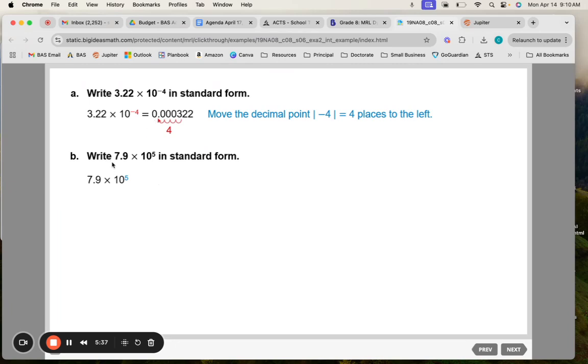All right, for B, we have 7.9 times 10 to the 5th. So which way am I going to move the decimal? To the right. 1, 2, 3. So 790,000. Correct. 790,000.